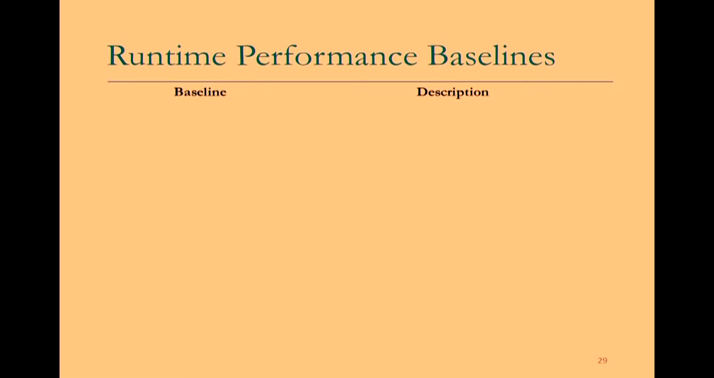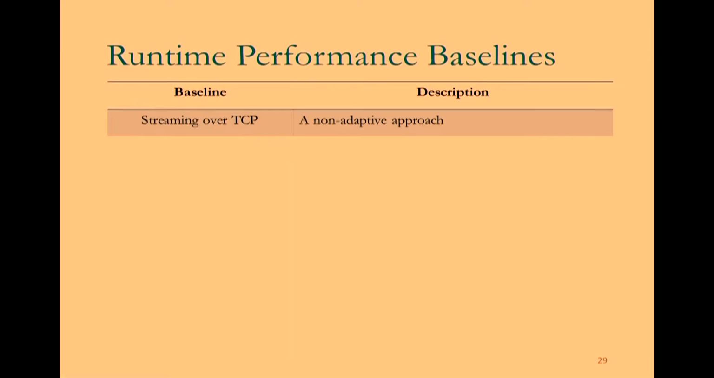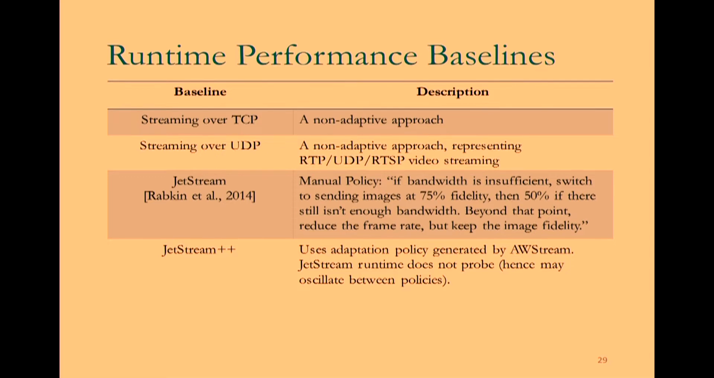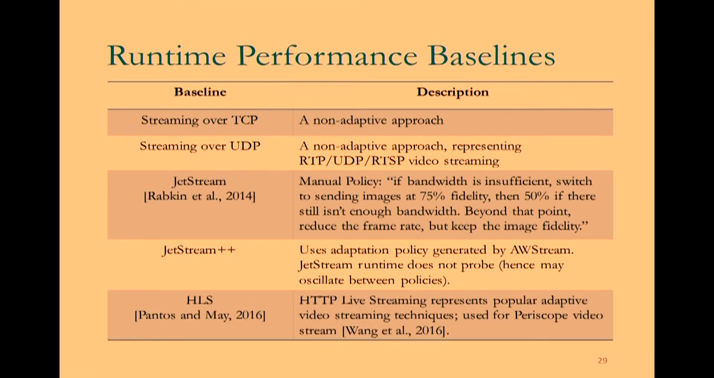And they compare AWStream with a few baselines. The first one is streaming over TCP, which is a non-adaptive approach. The second is streaming over UDP, that represents RTP, RTSP-based video streaming. This is followed by Jetstream, where they use a particular manual policy excerpt from the paper, which is shown here. Then Jetstream++, which is a modified version of Jetstream that uses the profiles learned by AWStream, but it still uses the Jetstream runtime and does not probe and therefore is prone to oscillations. And they finally compare against HLS, which represents HTTP-based adaptive streaming.